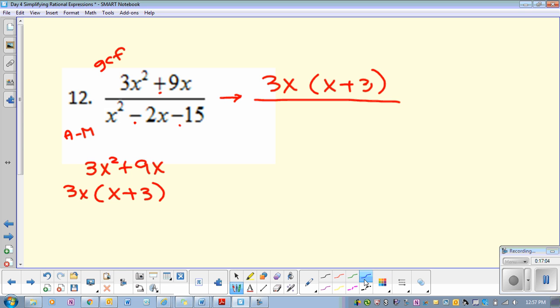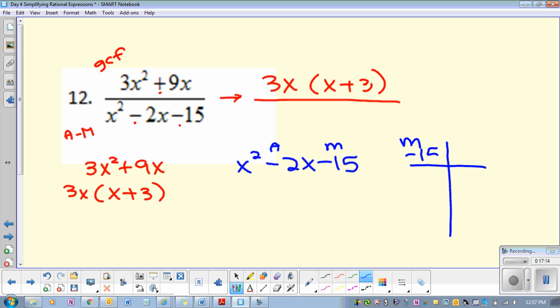And the AM, x squared minus 2x minus 15. Two numbers that multiply to give me negative 15 and add to give me negative 2. Negative 5 and 3. If you don't remember how to do this, I'm going to show you just for this one problem, and then I'm not going to show it anymore just because of time.